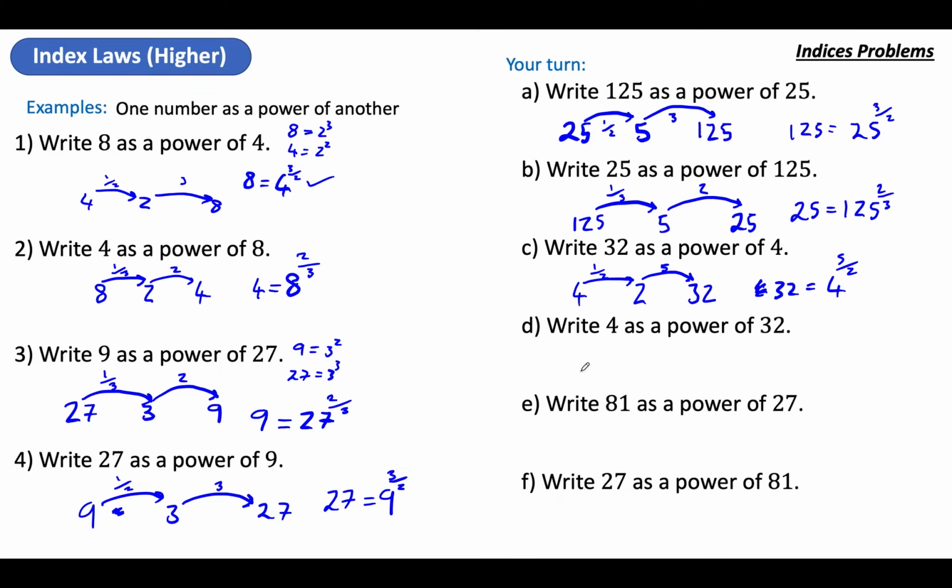And let's do the other way around right then. So 32 is the power we want. Now we're going to go down to that common base number, which is 2, and then back up to the 4.